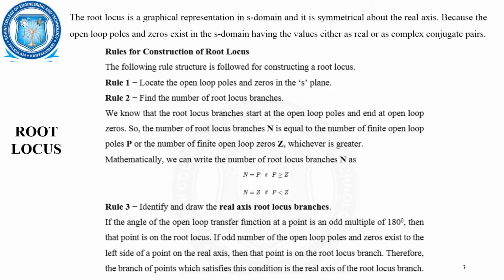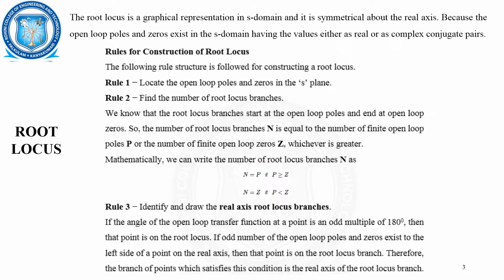A locus is the path which is taken by the roots, namely the poles or the zeros. Open loop poles or zeros in the S domain, their path is known as the root locus. Root locus will represent whether the system has a stable nature or not. Here we have two axes. One is a real axis, which we call sigma, and an imaginary axis, which is j omega.